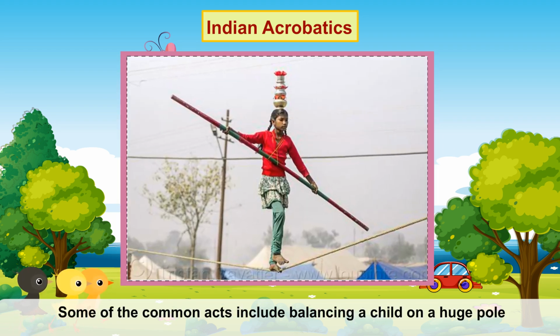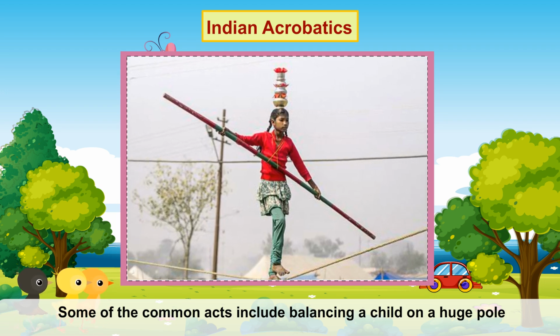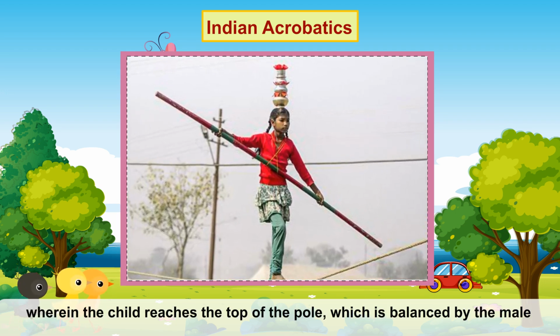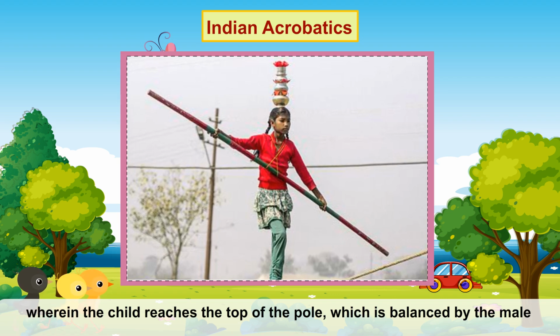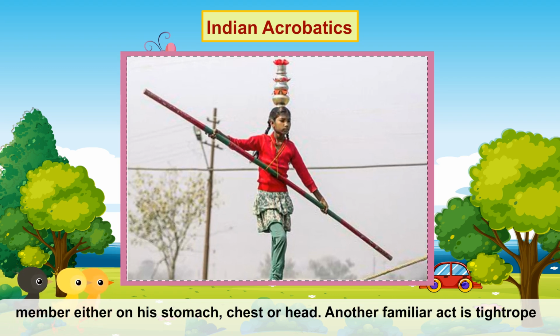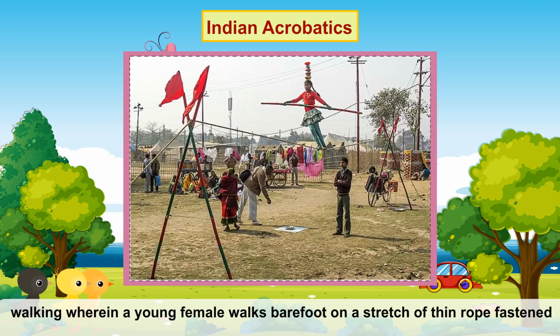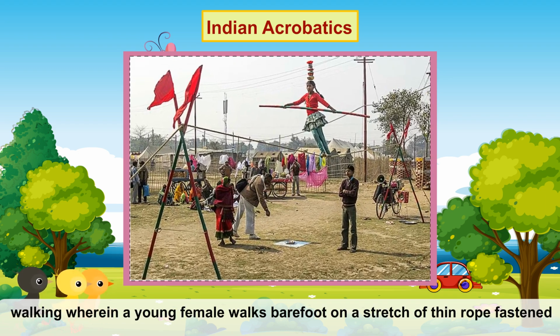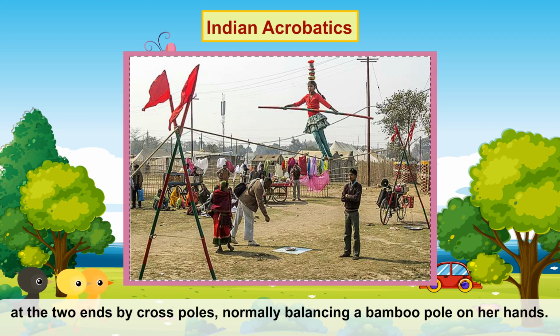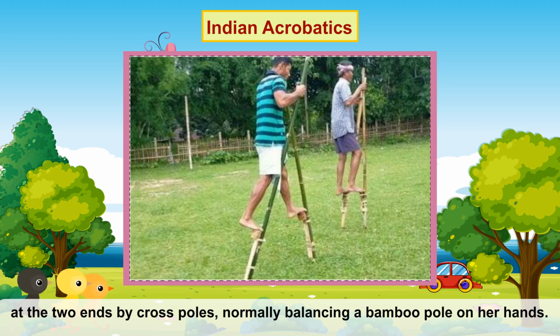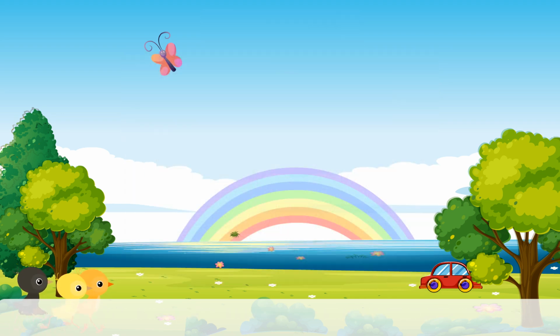Some of the common acts include balancing a child on a huge pole wherein the child reaches the top of the pole, which is balanced by the male member either on his stomach, chest or head. Another familiar act is tightrope walking wherein a young female walks barefoot on a stretch of thin rope fastened at the 2 ends by cross poles, normally balancing a bamboo pole on her hands.